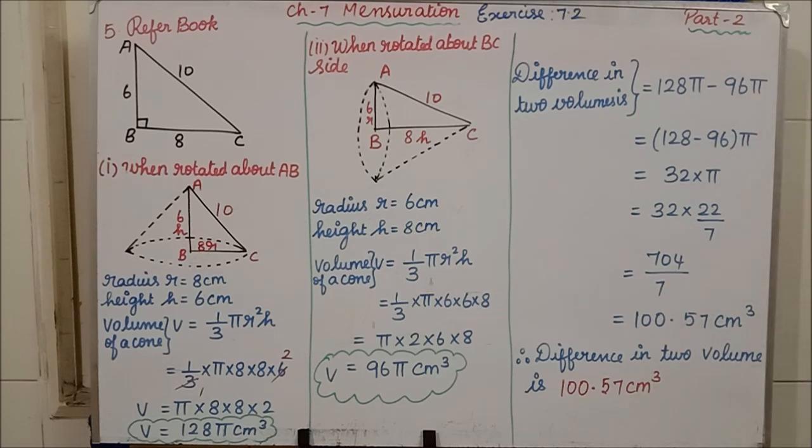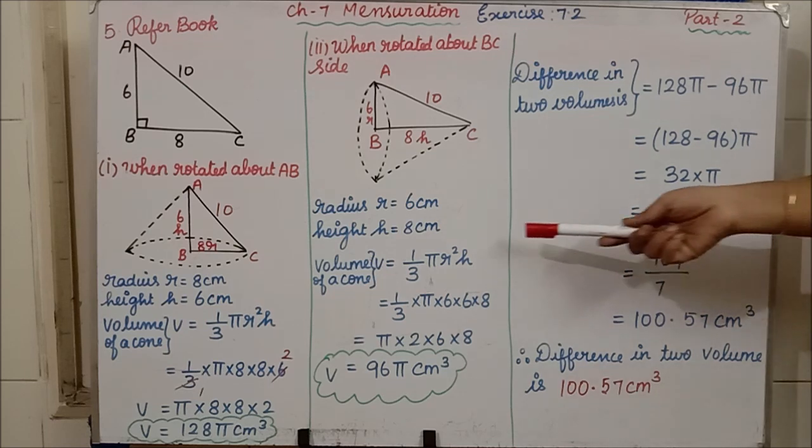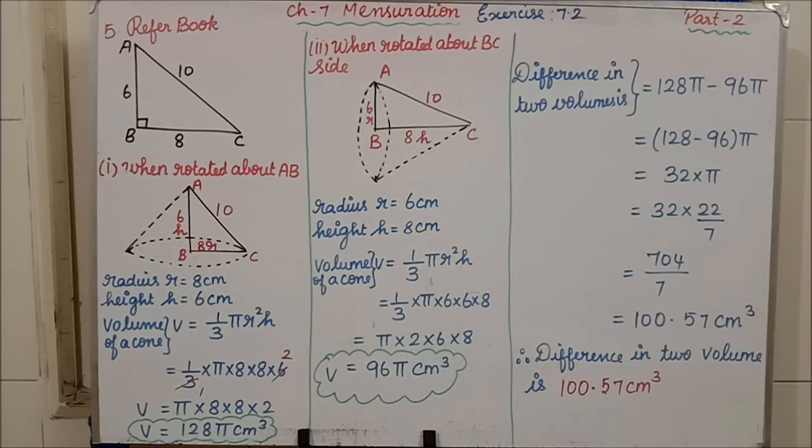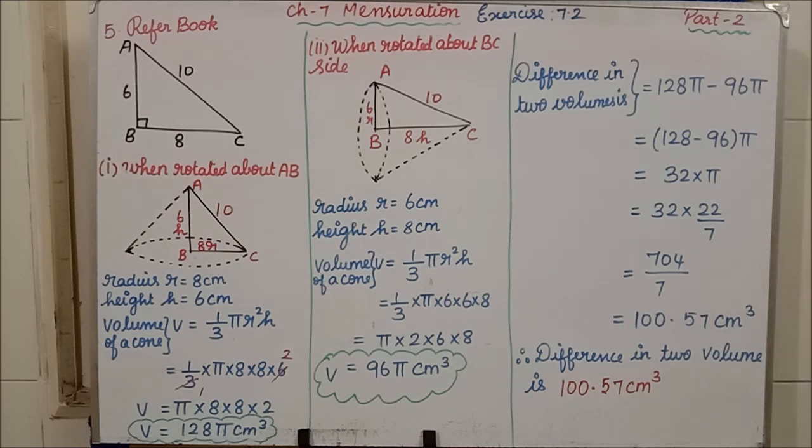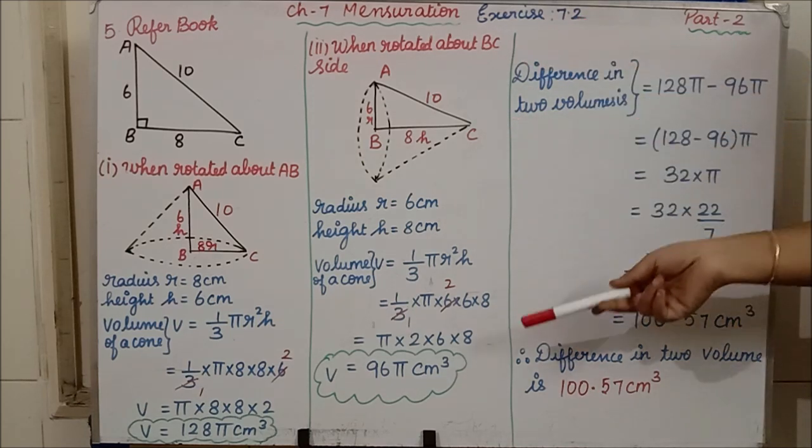Volume of the cone is what? 1 by 3 pi r square h. 1 by 3 into pi, radius is 6, since we have square, 6 into 6, height is 8. Again I am cancelling 3 and 6. What will I get now? I will get pi into 2 into 6 into 8. 2 into 6 is 12. 12 into 8 is 96 pi centimeter cube. That is the volume of the cone when I am rotating the side BC.